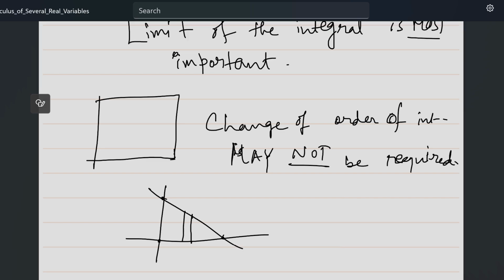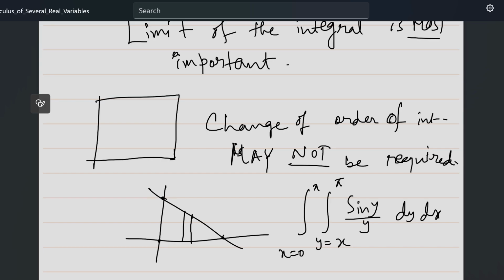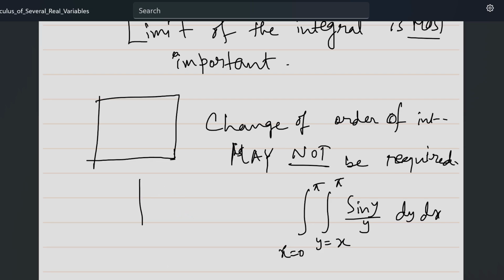Let me take one example for that. I already solved this example, though I will tell it again. Suppose the integral of sin y by y dy dx, with y varying from x to pi and x varying from 0 to pi. So to change the order of integration, what do you first have to draw? Tell me.